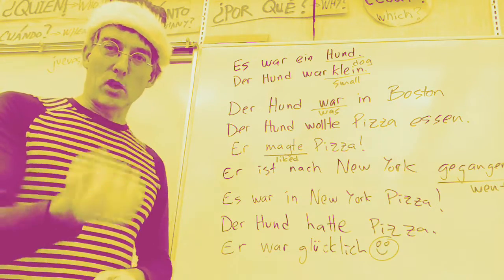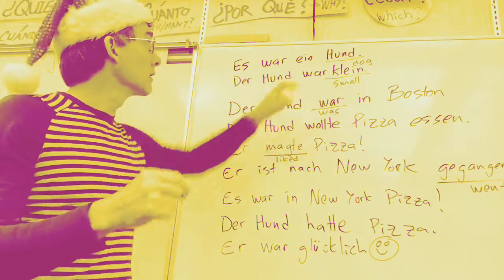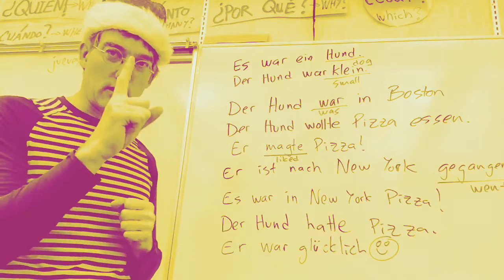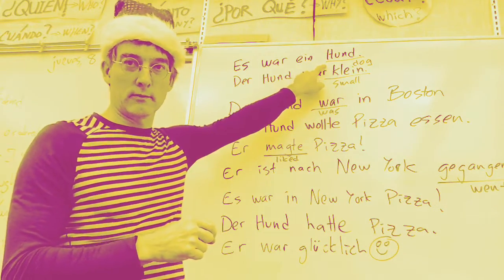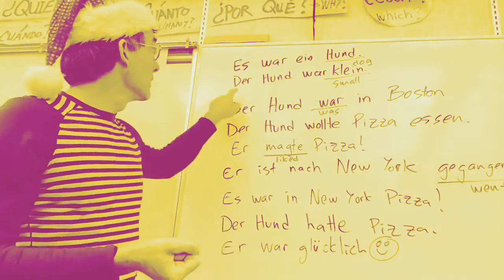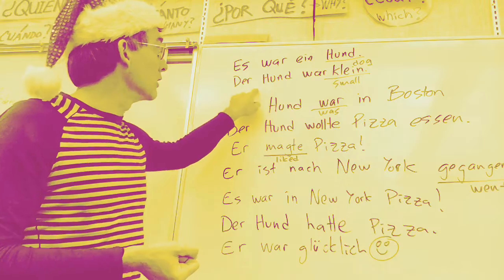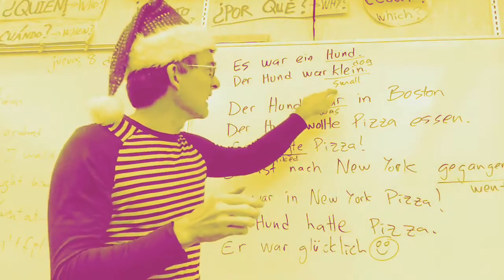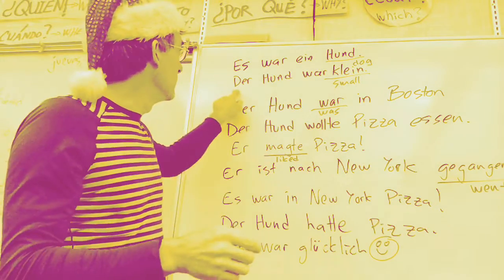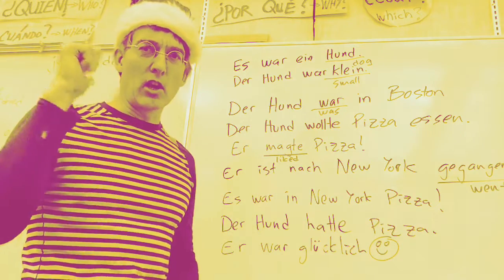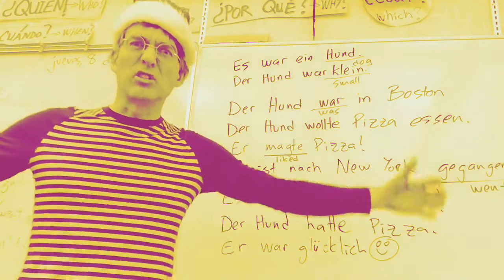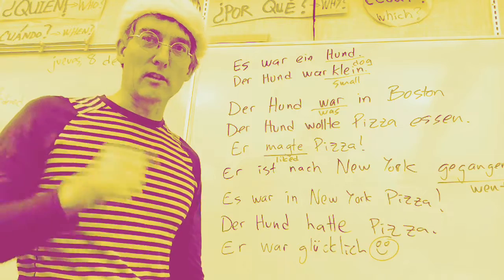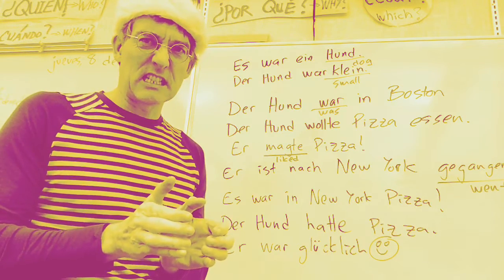Okay, so es war ein Hund. Es war ein Hund. There was a dog. Es war ein Hund. Der Hund. Woof. Der Hund war klein. Klein. Der Hund, woof, war nicht groß. Der Hund war klein. Der Hund war klein.